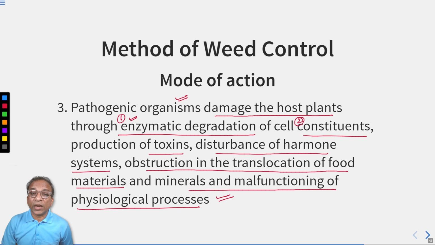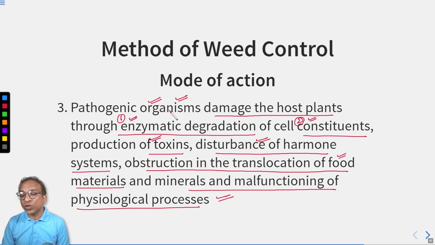Cell constituent: it can harm even the cell constituent and it can lead to the production of toxin. It can even disturb the hormone production in the plants. Obstruction in the translocation of food: it does not allow the food to be transported, right? So eventually the other parts of the plant will not get food and they can die. So there are so many modes of action by these pathogenic organisms that take place in the host plant.